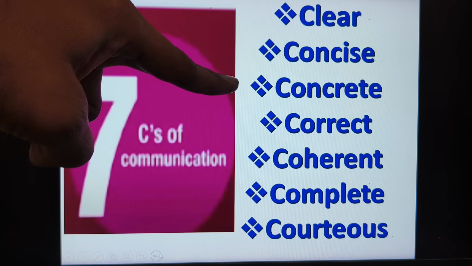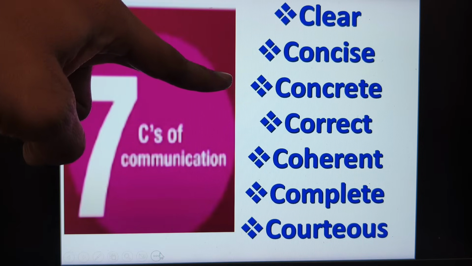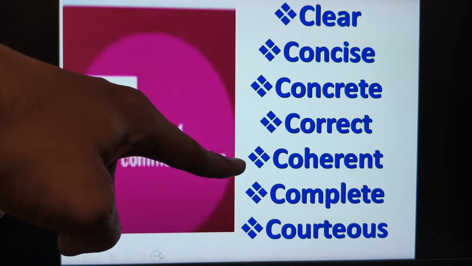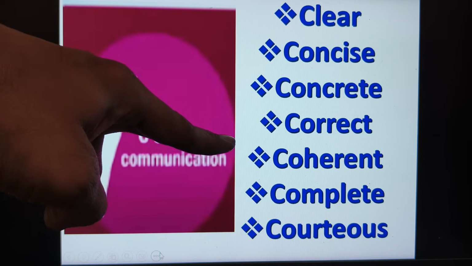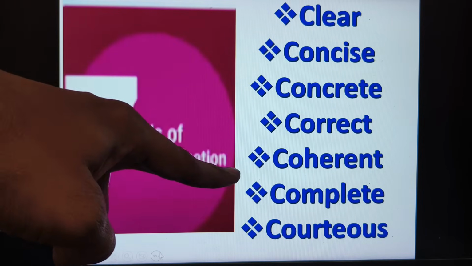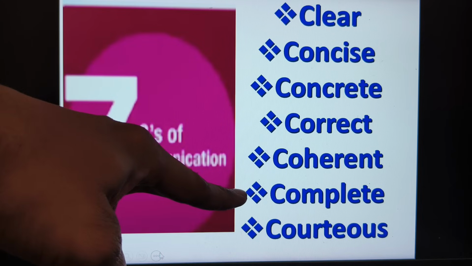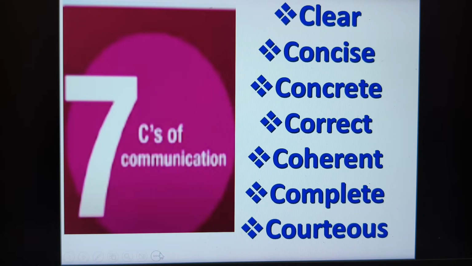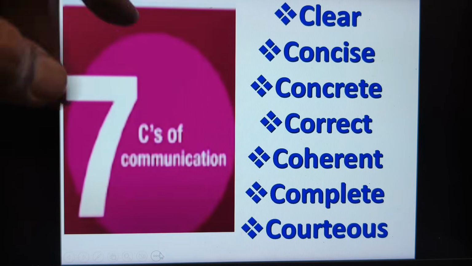You should be concrete in your communication, and you should be correct in your communication, and you should be coherent in your communication, and you should be complete. You should be able to give the complete thought about it, and you should be courteous, or you should be polite about it. We have 7 C's.